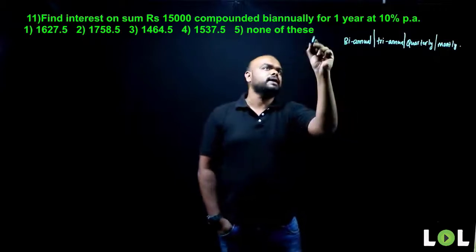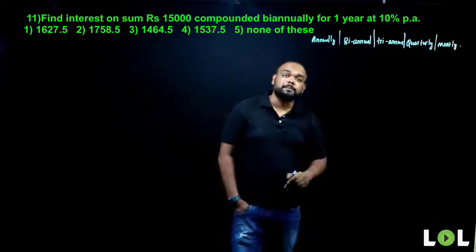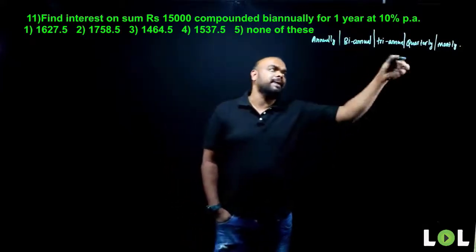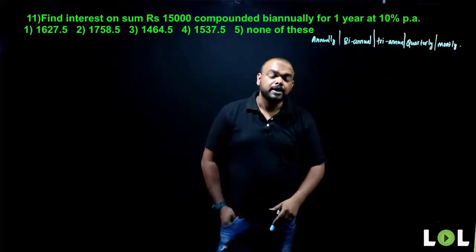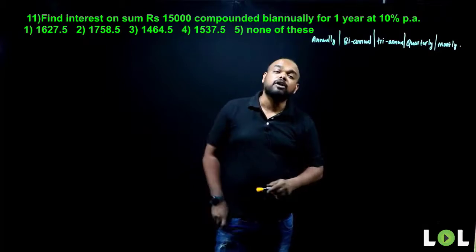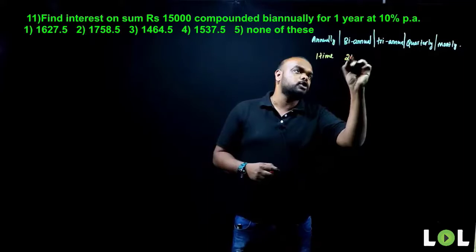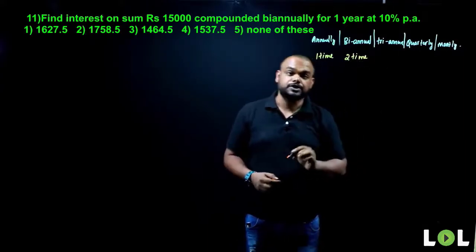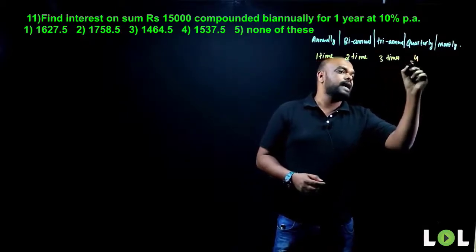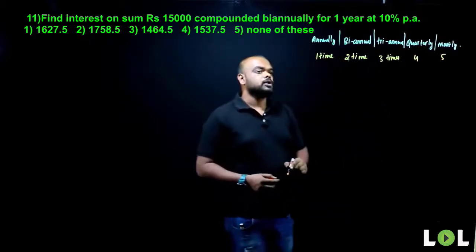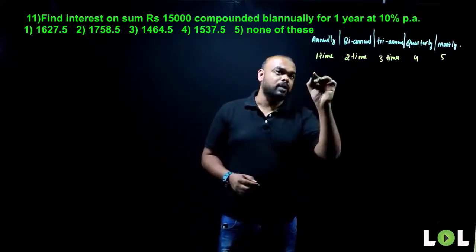Okay, one is annually. Look, how many times do we compound our principal? That is all about annually, biannually, triannually. When I say it is annually, we're going to compound our principal only one time. Here biannually means 2 times we're going to apply rate of interest. Here 3 times, here 4 times, here 5 times. Now this will be only once in a year, every 1 year.